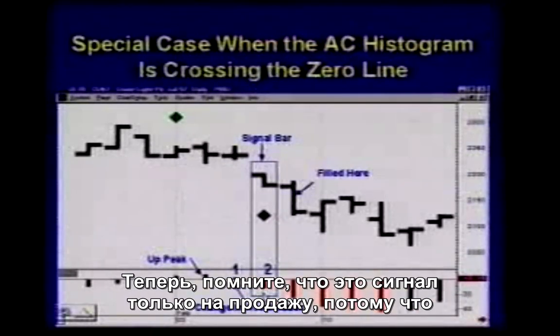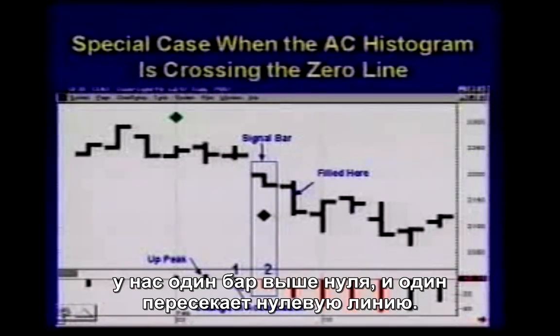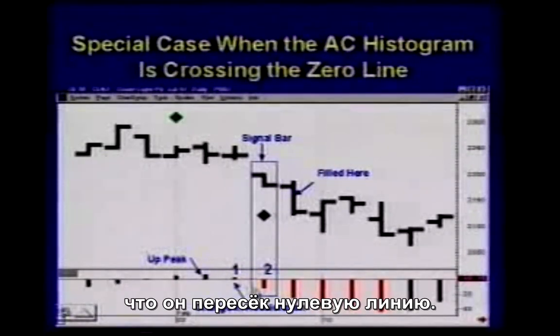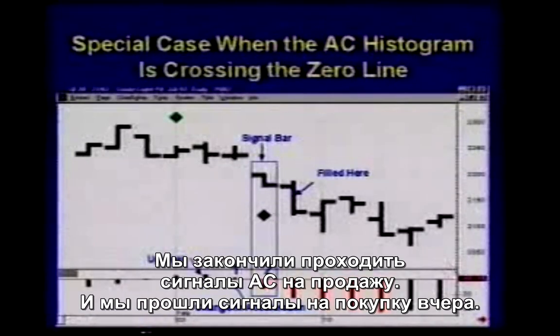But remember, it's only a sell signal because we had 1 above, second one crosses below. It's not a sell signal strictly because it crossed the zero line. Okay, so now we finished covering the AC sells and we covered the AC buys yesterday.